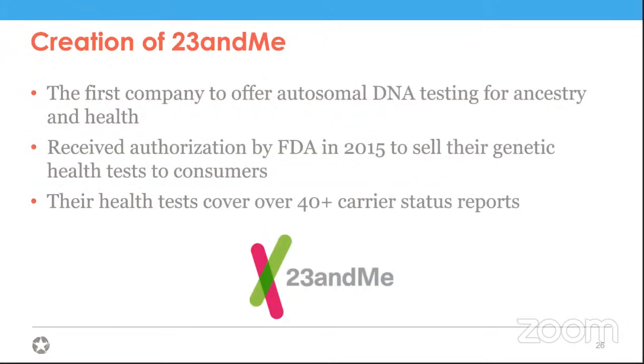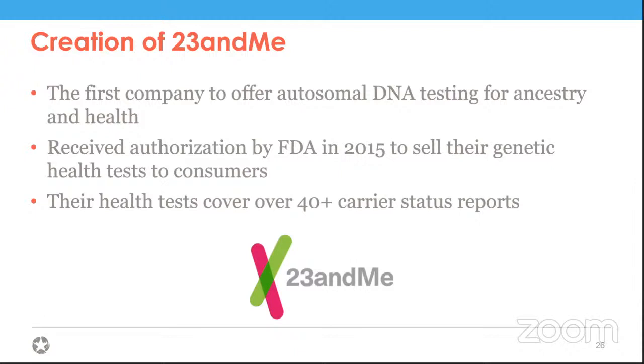23andMe was founded in 2006 as a health research company. Unlike its competitors who offered Y-DNA and mitochondrial DNA tests, 23andMe was the first company to offer autosomal DNA testing. Its first personal genetics test cost about $999 and was on the market in November 2007. By 2011, their database had over 100,000 people.